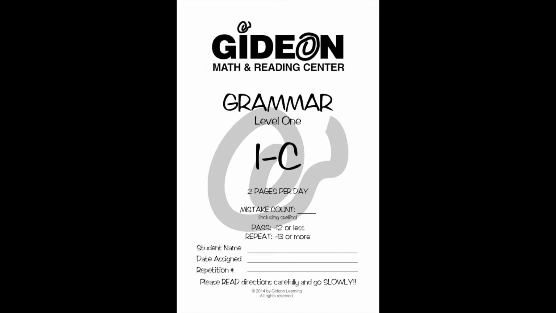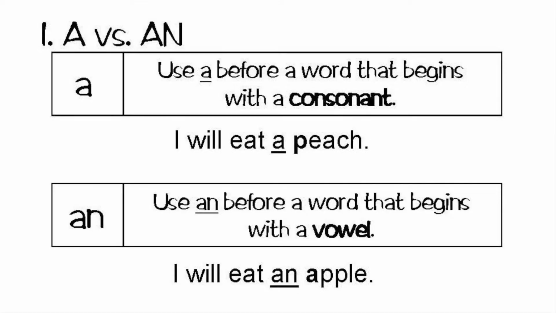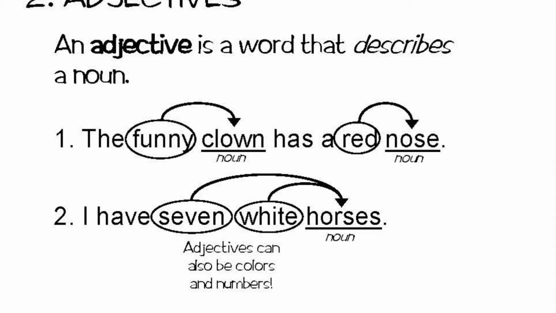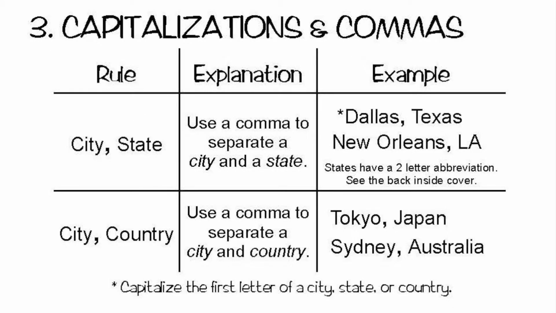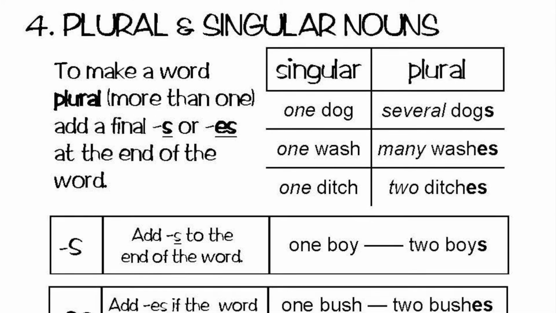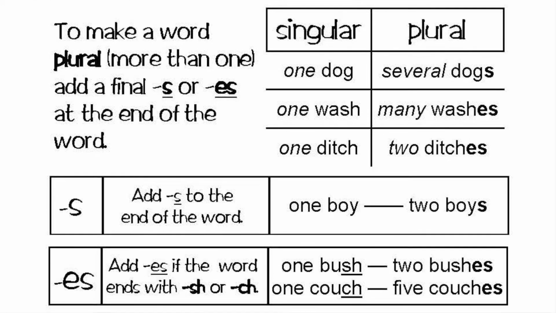Welcome to Gideon Grammar Booklet Level 1C. In this book, the student will learn to correctly use a and an, adjectives, capitalizations and commas, and plural and singular nouns.